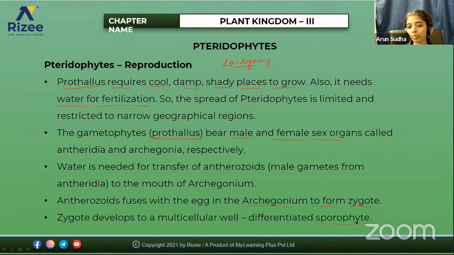So it forms a sporophytic plant body. These are the main processes occurring in sexual reproduction, and it is of the oogamous type because only the male gamete is motile and the female gamete is non-motile. So this is the oogamous type. It also shows both haploid and diploid phases. You'll see in detail how the alternation of generation happens here in pteridophytes.